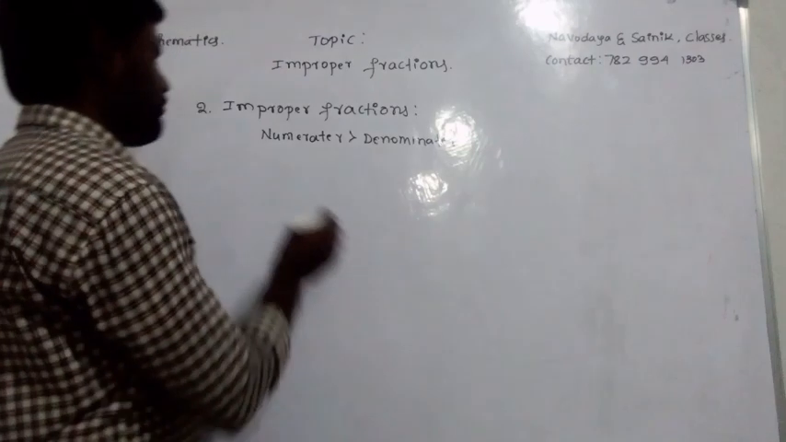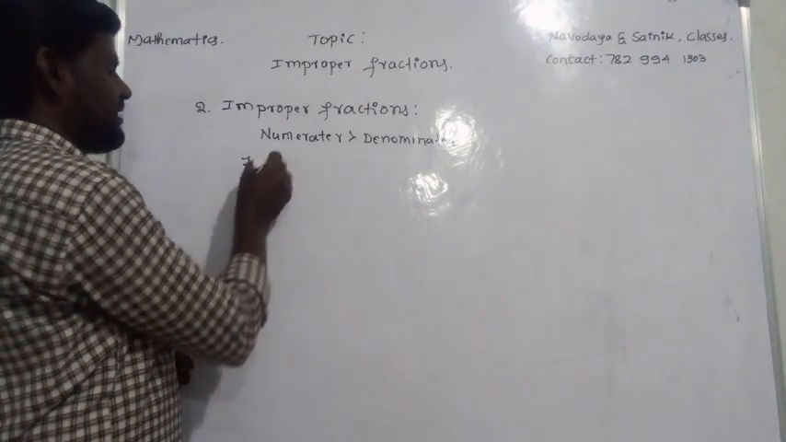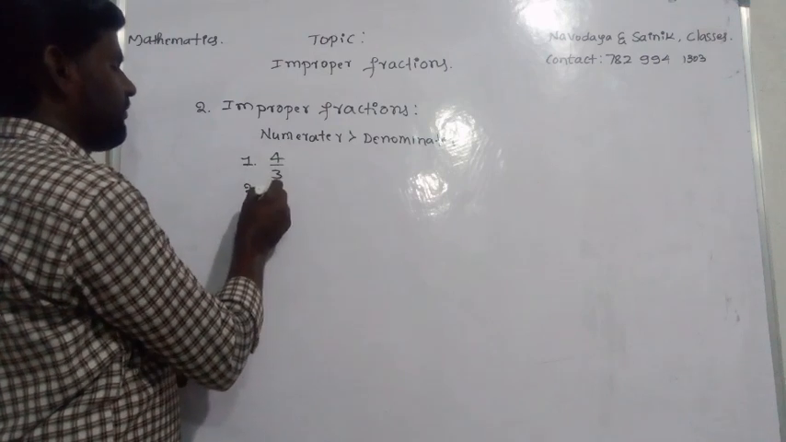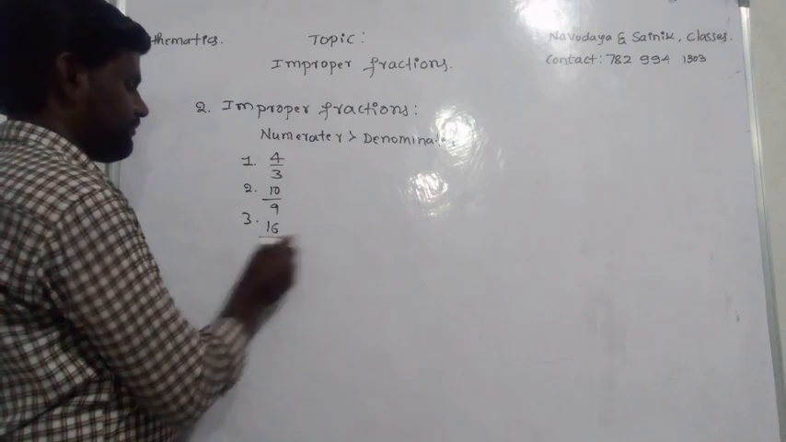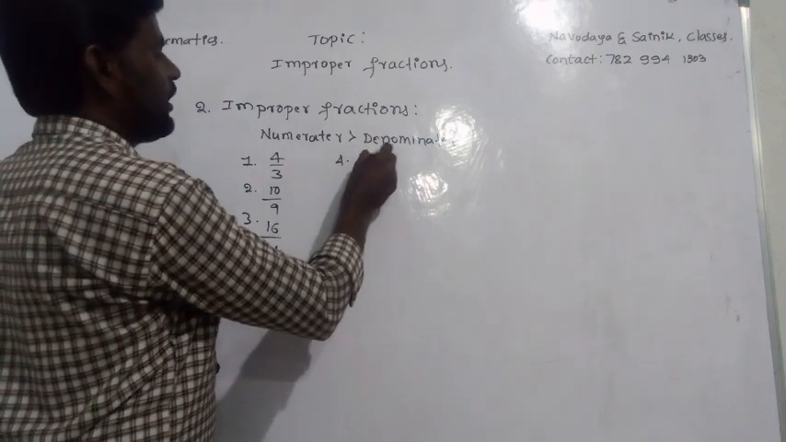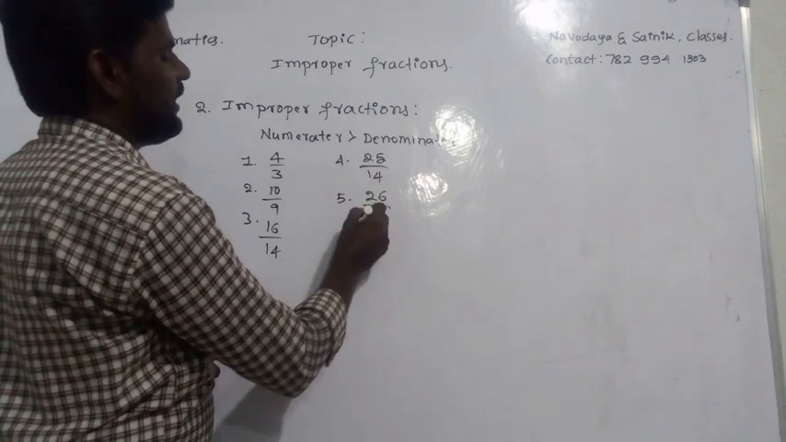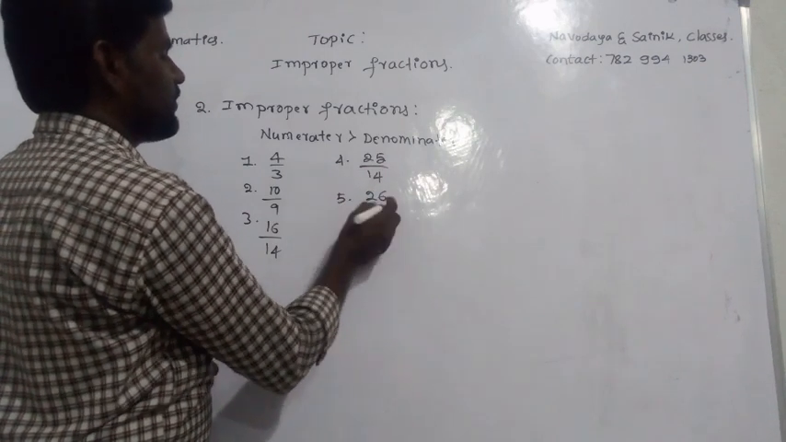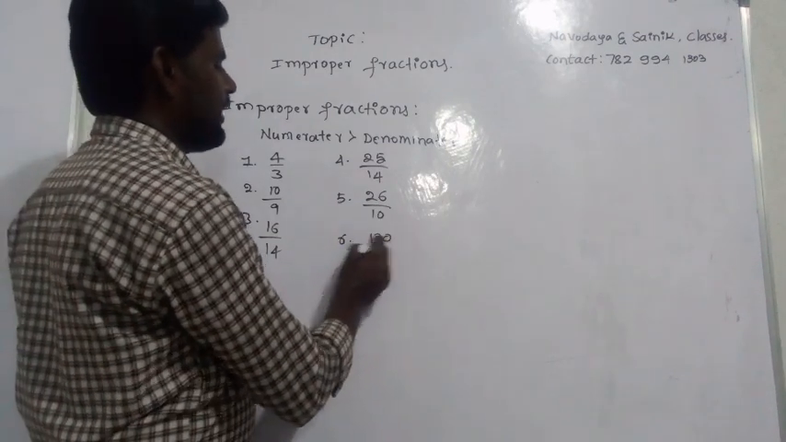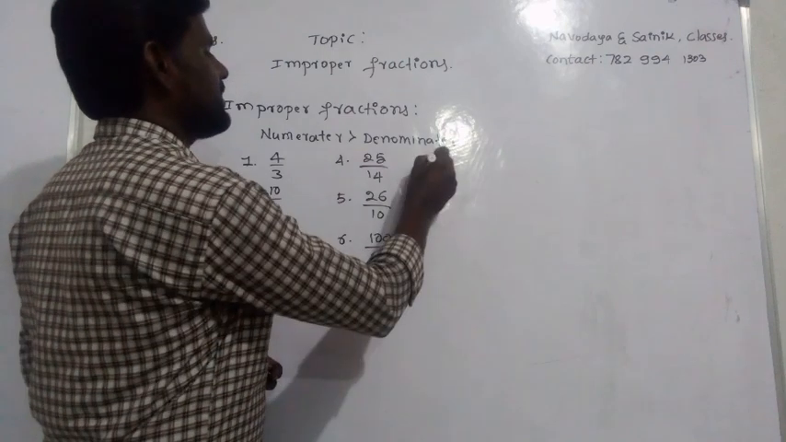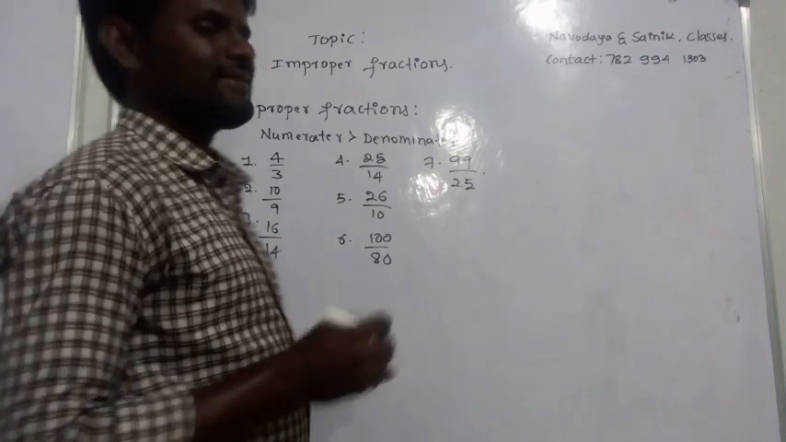Example: already, as you know, which is the numerator and which is the denominator, dear students. Now examples: 4 by 3, 10 by 9, or 16 by 14. Example 4, 25 by 14. Example 5, 26 by 10. Example 6, 100 by 80. Example 7, 99 by 25, and so on.